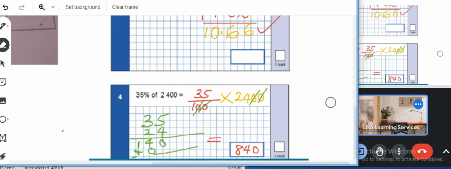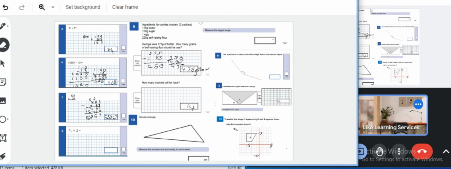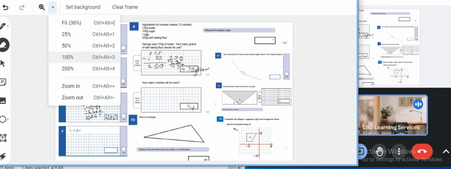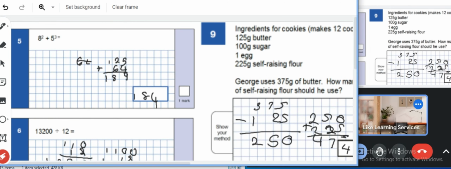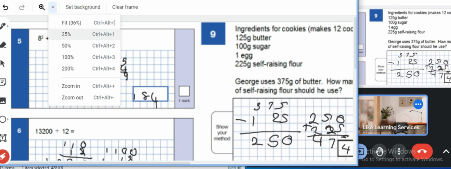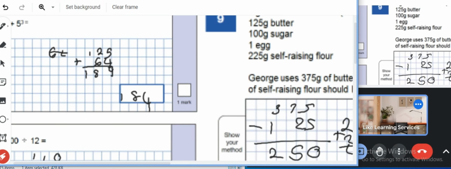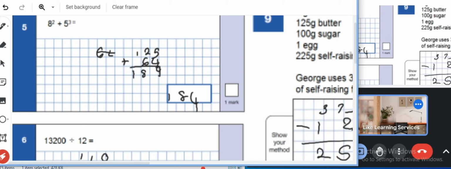Next, on the next page, let me zoom it in. It says 8 squared plus 5 raised to the power 3. I think you got this one. Because 8 squared means 8 times 8. Whenever you see squared, it means times itself, isn't it? So it's like saying 8 times 8, before we add 5 times 5 times 5. That's what it means.